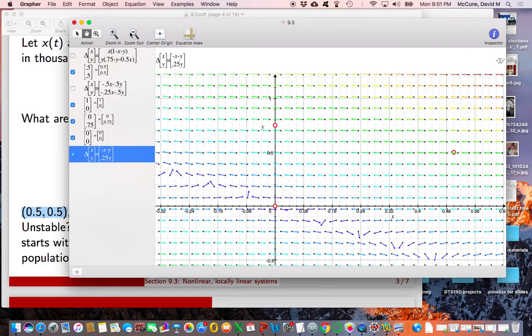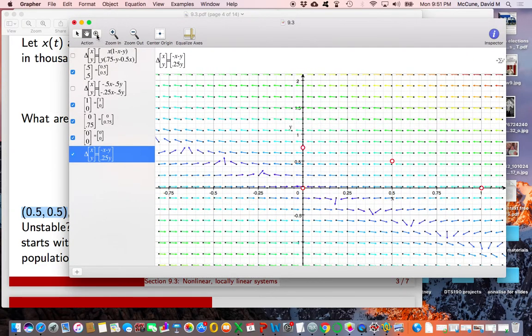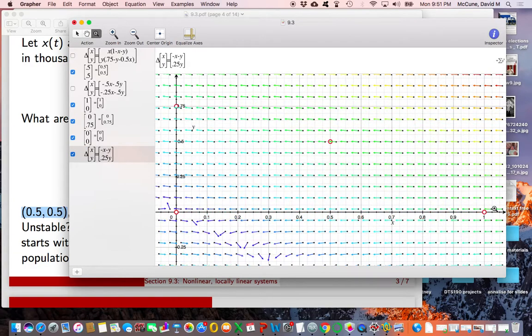Okay, yeah, so I've got to zoom back out. Oops, is this the right one? Yes, this is the right one. Okay. Zoom back in here. Yes, okay, turn that off.